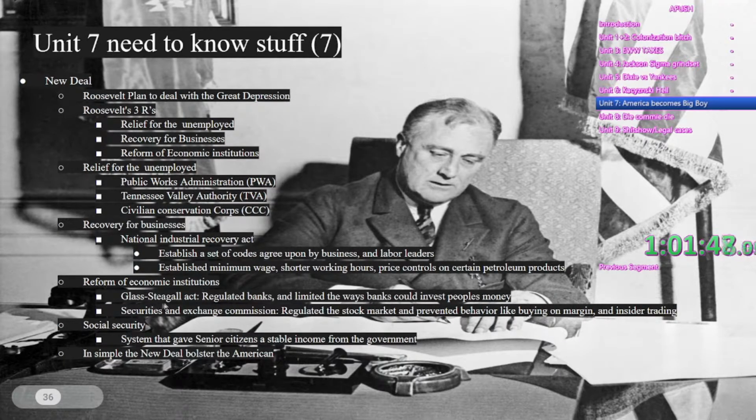So that would be the Glass-Steagall Act, which regulated banks, and the Securities and Exchange Commission, which regulated the stock market. And also know, arguably the most important part of FDR's New Deal was Social Security, which was a system that gave senior citizens a stable income from the government. In general, it bolstered the American economy and also massively expanded the federal government.